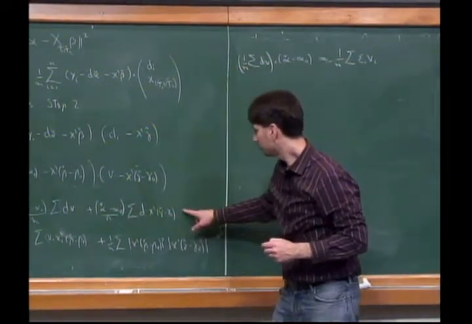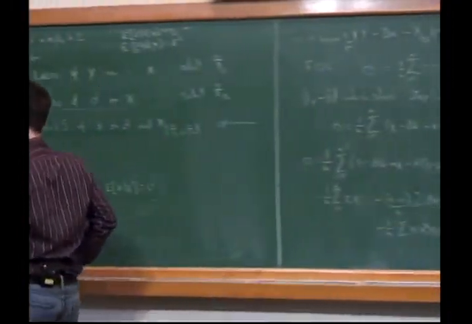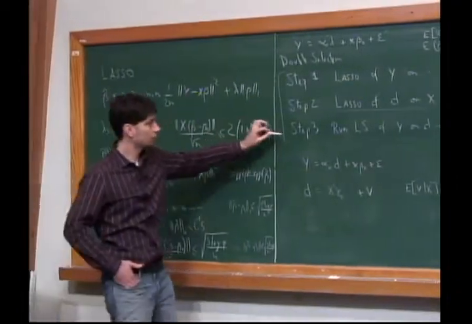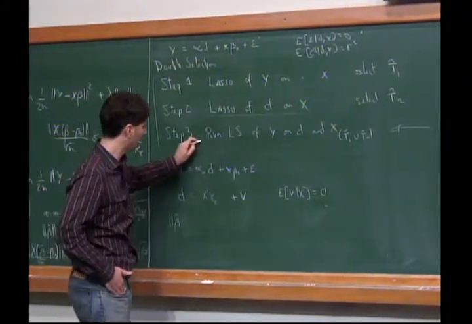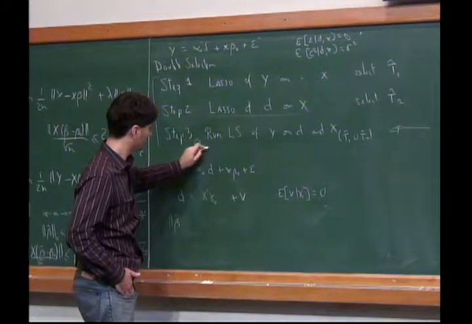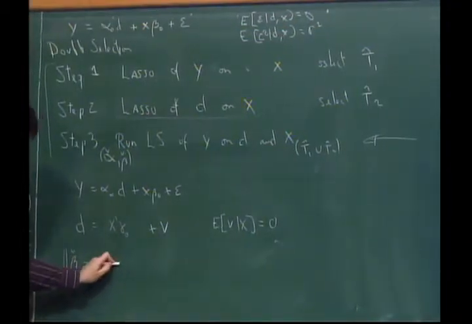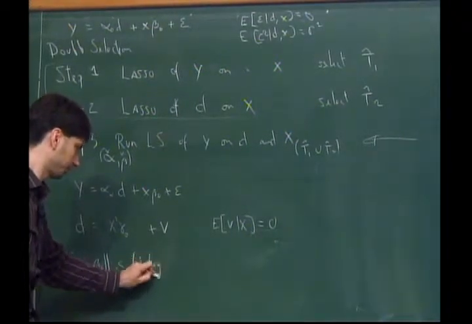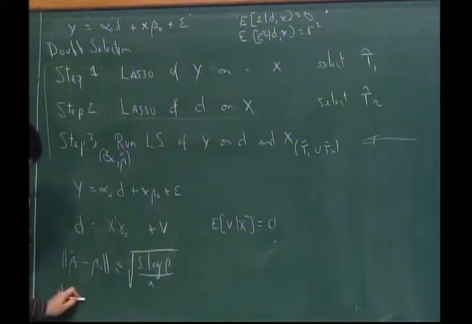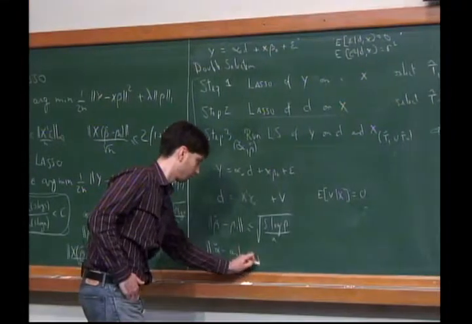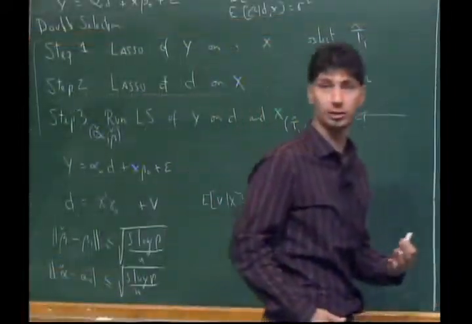Now, it's not hard to show that in this third step we also have beta check. So we get here alpha check, beta check. Beta check minus beta naught is at most s log p over n, and alpha check minus alpha naught also satisfies s log p over n. So we also have those rates in the third step.